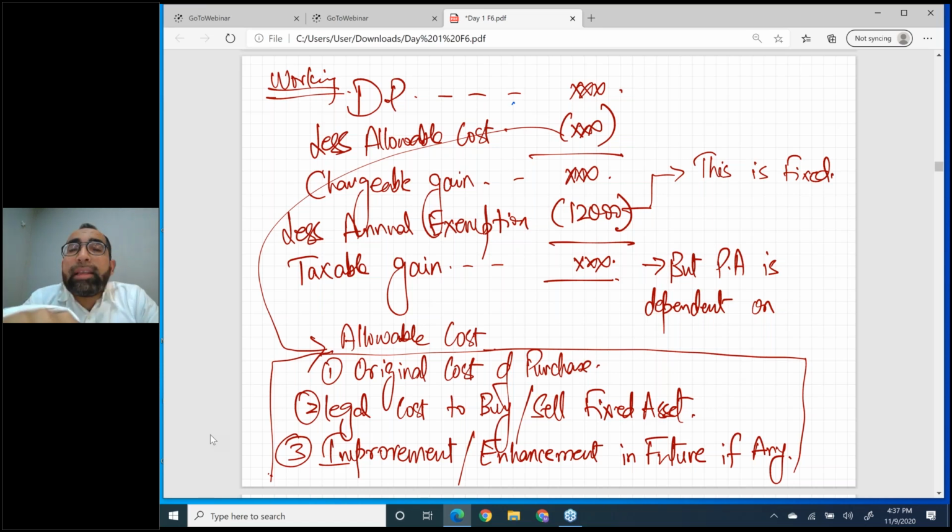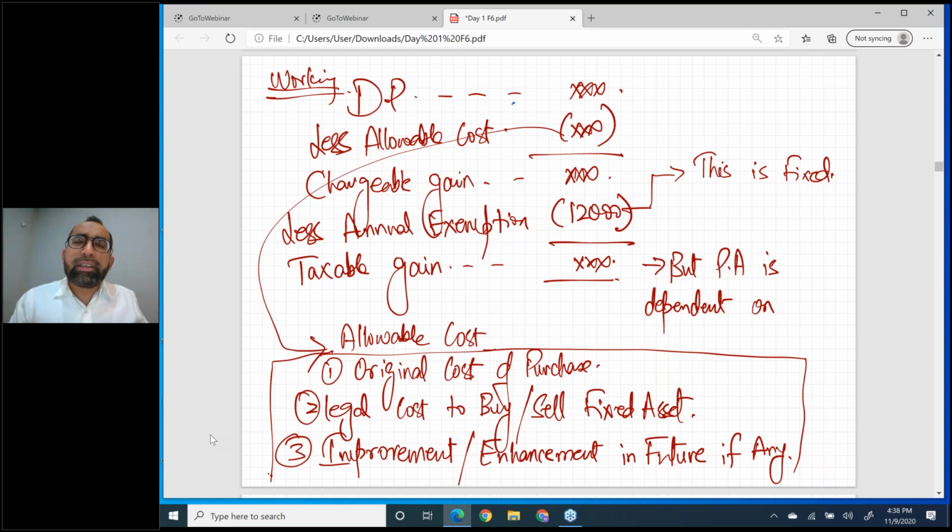Disposal proceeds, less allowable cost, you get the chargeable gain, and from that chargeable gain you can deduct the annual exemption. Sir, what is the amount of annual exemption for your fiscal year? The annual exemption amount is 12,000 fixed.